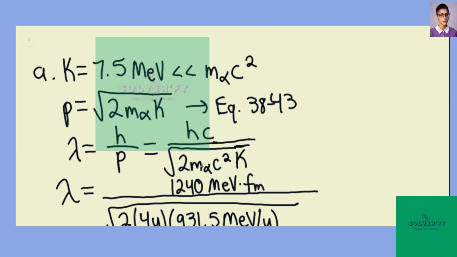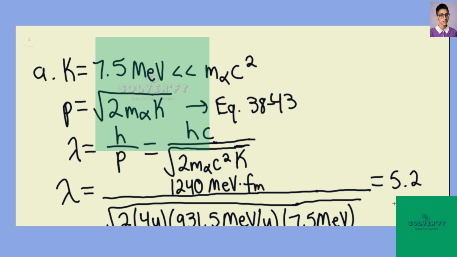And that's where the mc squared comes from. That would be essentially the energy per atomic unit times the number of atomic units. And then multiplied by, again, 7.5 mega electron volts. This is simply the kinetic energy. And we find that the wavelength is 5.2 femtometers. This would be our answer to part A.